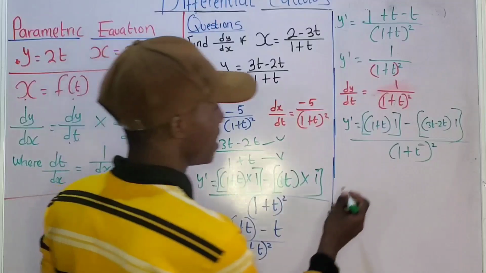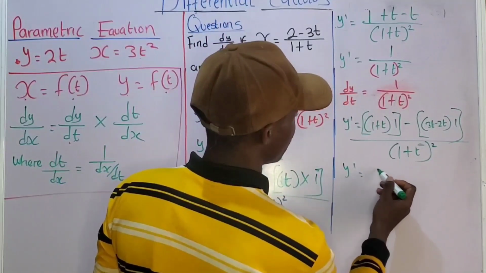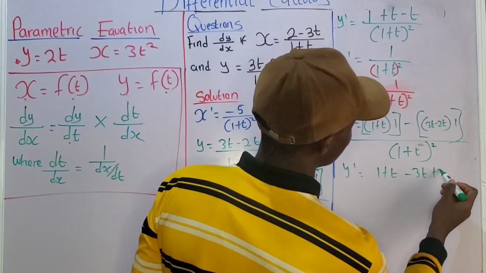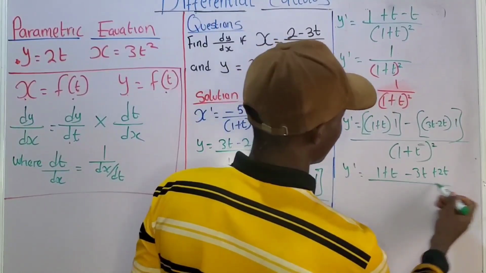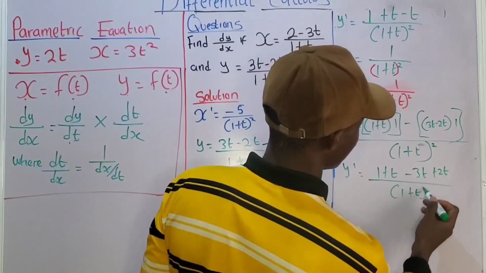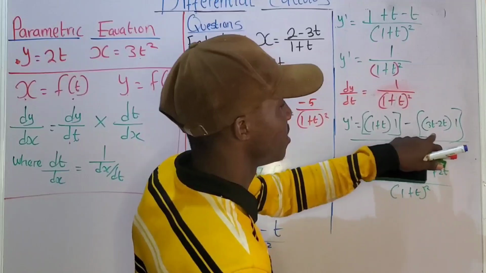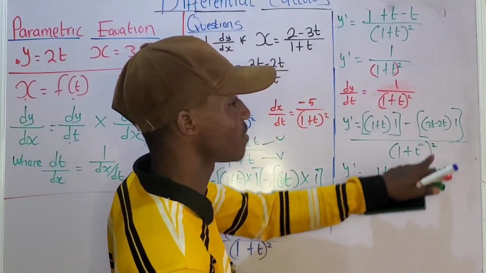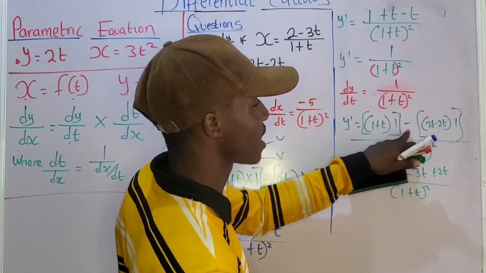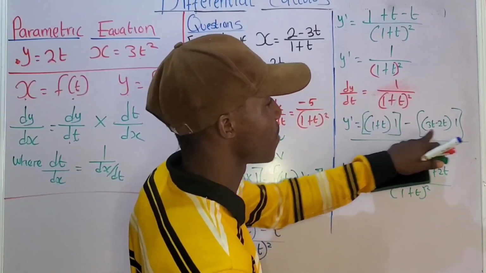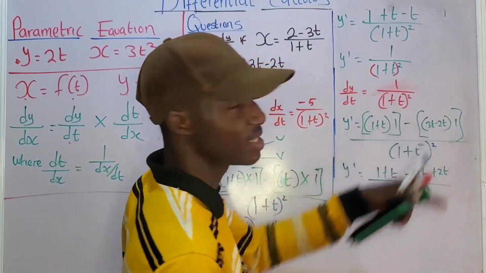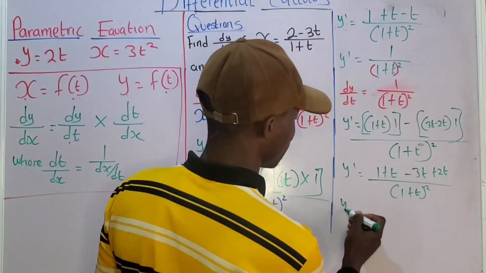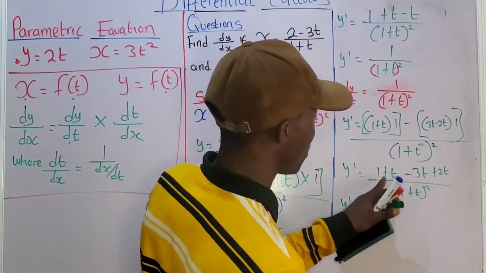Okay? So here, the derivative of y is equal to 1 plus t minus 3t plus 2t, all over 1 plus t squared. See, listen to me. If you multiply 1 times 3t minus 2t, you're going to have 3t minus 2t. And if you open this bracket, you're going to have minus 3t plus 2t, because minus will multiply this negative 2t and it's going to give you positive. Okay, so the derivative of y here will be now 1 plus t.